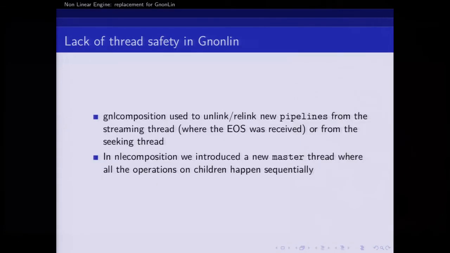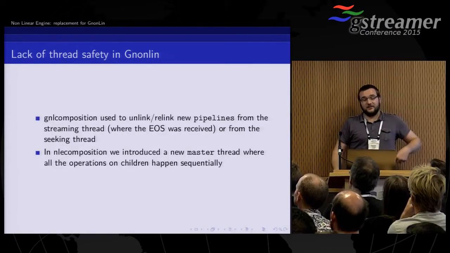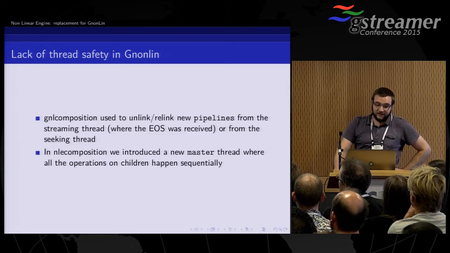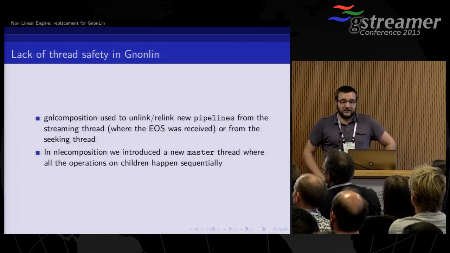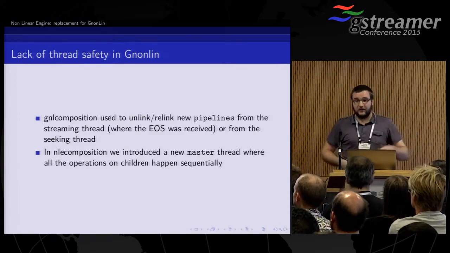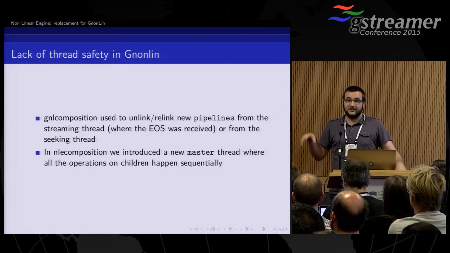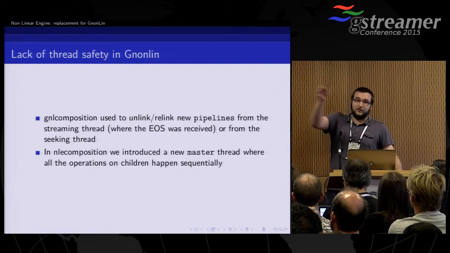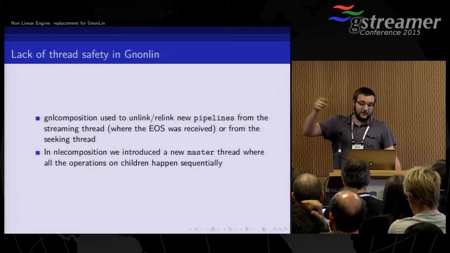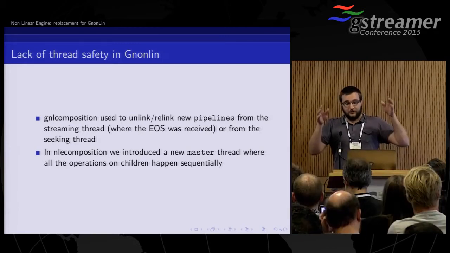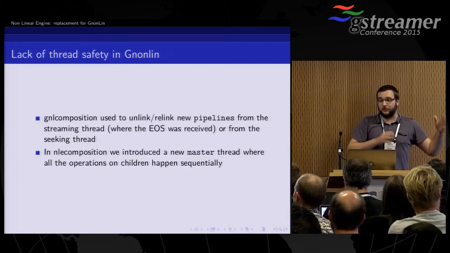So the main issue we had is that the GnonLin composition was actually not really thread safe. We were just using any thread to link and unlink and relink the pipeline at the time it had to be done. So at EOS, in the case of simple playback, it finished one part of the composition, then it had to switch to another part.